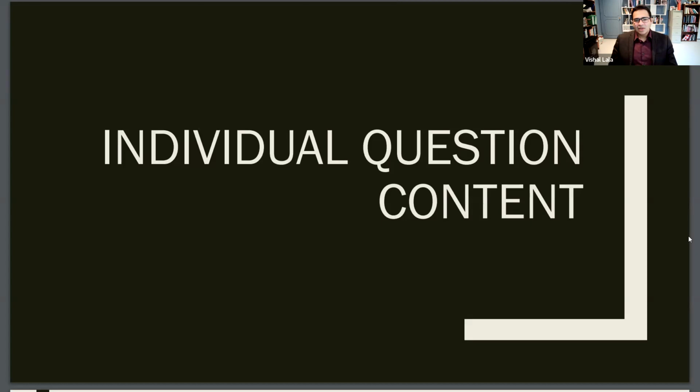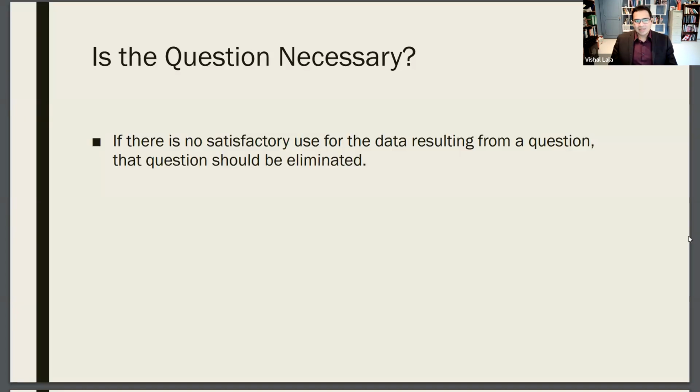Let's begin by looking at the issue of individual question content. The first thing to note here is only ask a question that needs to be asked. You must always look at a question and ask whether the question is indeed necessary. If there is no need to know somebody's age for the research question at hand, then don't ask them their age. It doesn't have to be asked. So any item you're able to remove from the questionnaire will shorten the questionnaire, thereby increasing the chances the respondent completes the survey.